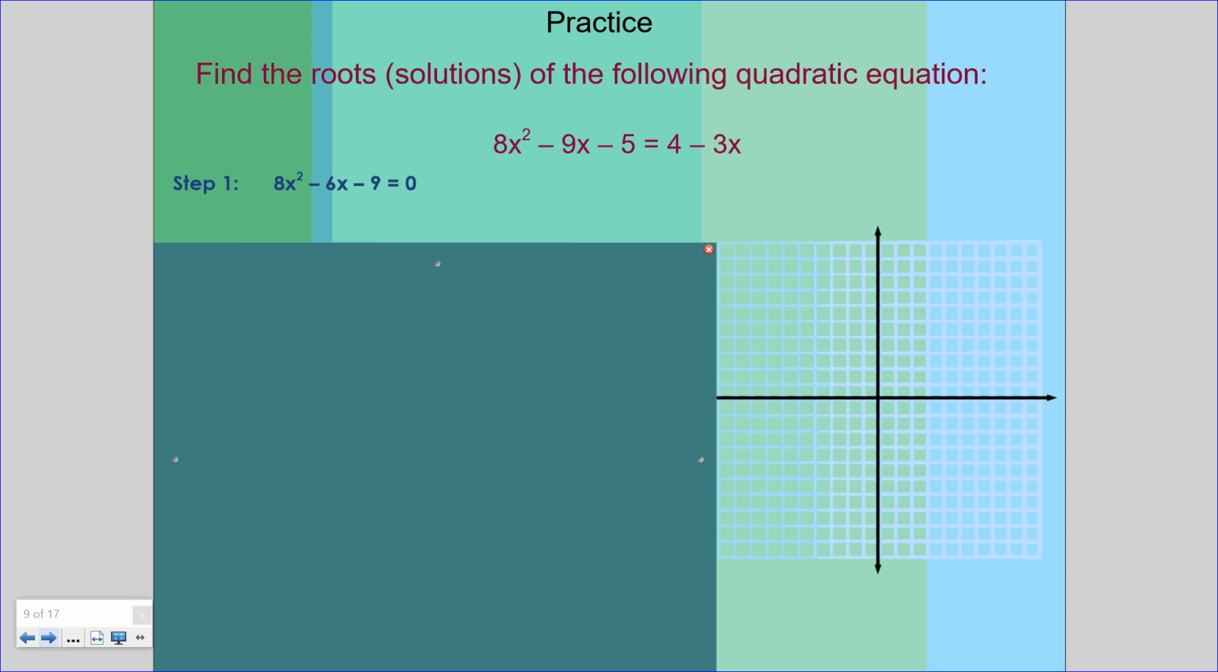Okay, so here we are with our first equation to solve. Find the roots of the following quadratic equation. So finding the roots is really a fancy way for saying solve this quadratic equation. Find where this quadratic equation would cross your x-axis. So we're starting with 8x squared minus 9x minus 5 equals 4 minus 3x. I accidentally already had step 1 shown, but we need to set it equal to 0. So that means bring those pieces over to the other side. So to get you 8x squared minus 6x minus 9 equals 0.